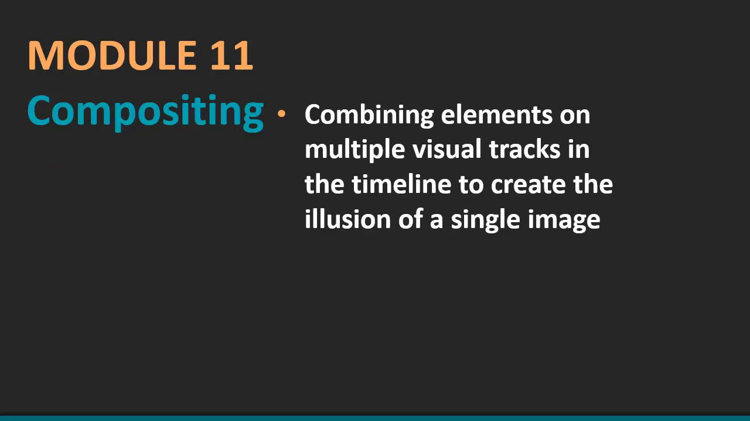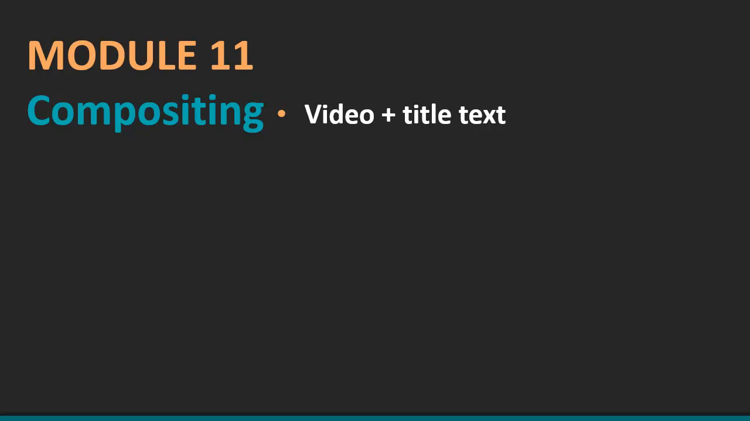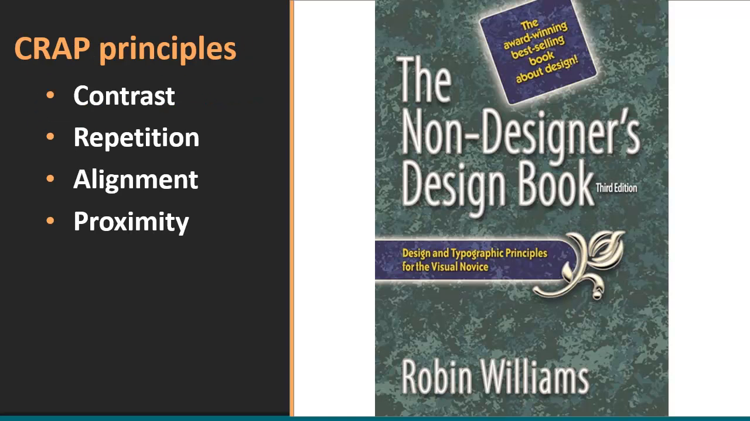effects. I suppose it would make sense to start with the definition first, so let's try this. Compositing happens when you combine elements on multiple visual tracks in the timeline, all of which create the illusion of it being a single image. You can composite video and title text elements, video and graphic elements, and even video and video elements, and we'll have examples of each. But first, let's review those CRAP principles from EDIT 604.